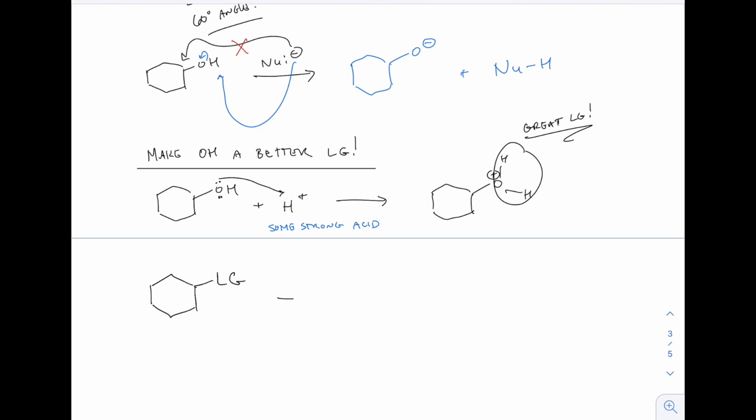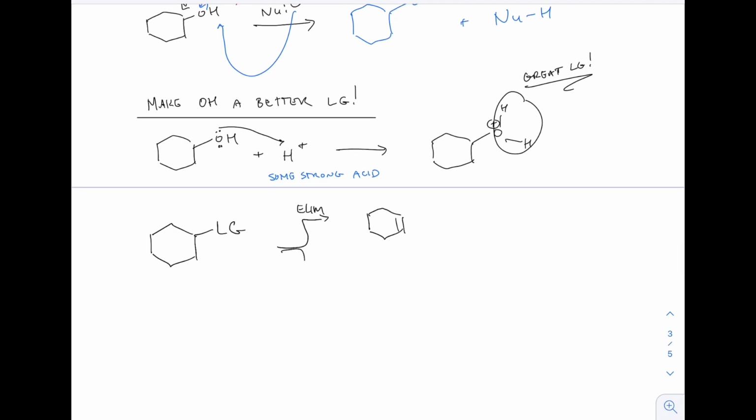And now we can start doing different reactions with it, right? What does this look like? It looks like a cyclohexane with a leaving group on it. And so what kind of reactions do we know how to do with this? We know how to do an elimination reaction, and we know how to do a substitution reaction. Again, this is stuff we've already seen, so you should be excited because you know this already.